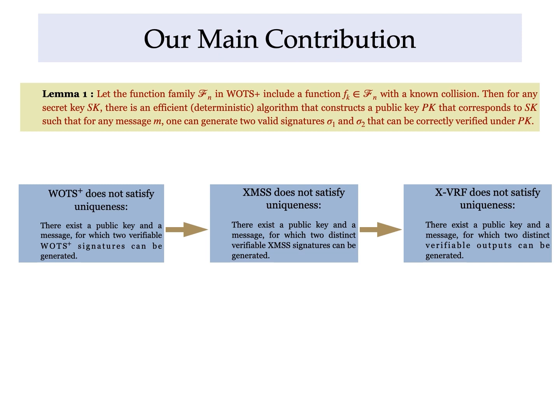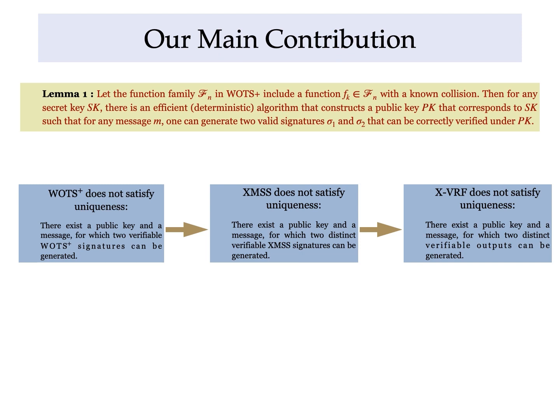So our main contribution was that we showed that even if we use the same index for any message and for any secret key, we can output more than one value for any message. So even if the function family is a collision resistant hash function family or second preimage resistant hash function family, again, for any secret key and any message, we have more than one verifiable output.